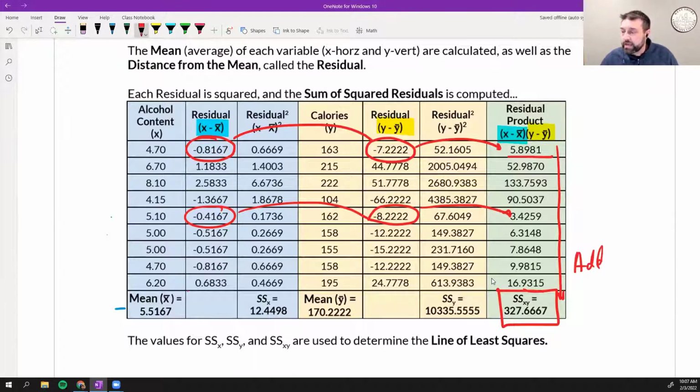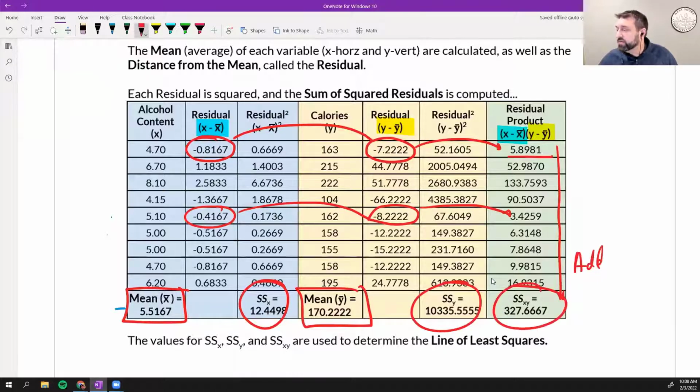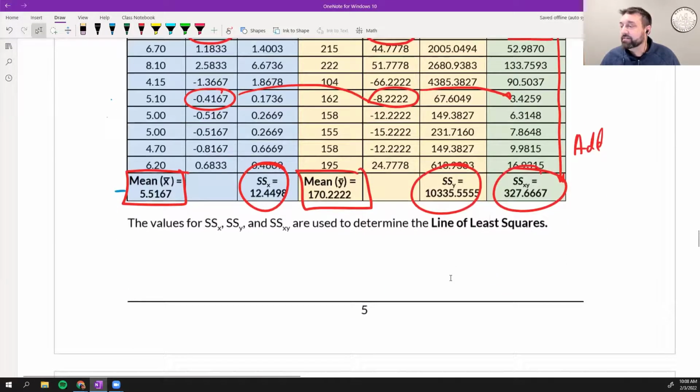We've given you the mean of the x's, the mean of the y's, right? That wasn't too bad. And then we gave you the sum of the squares of the x's, the sum of the squares of the y's, and the sum of the squares of the products of these residuals. So these 5 pieces of information are going to be used to find the slope and the y-intercept of the line. How do we use them to find that?